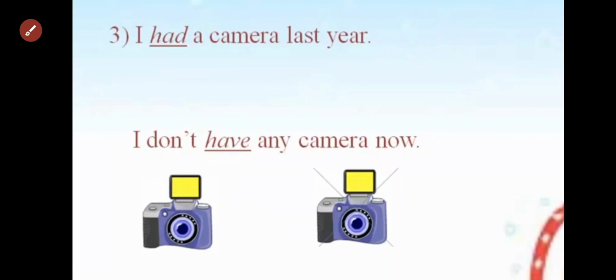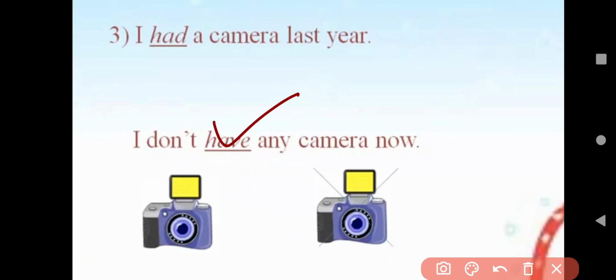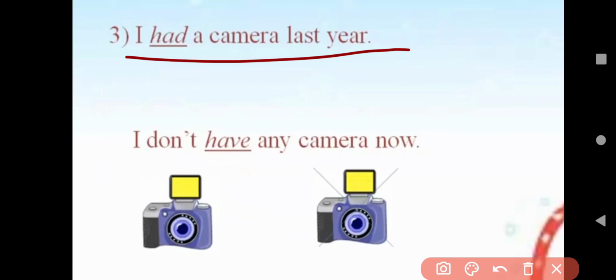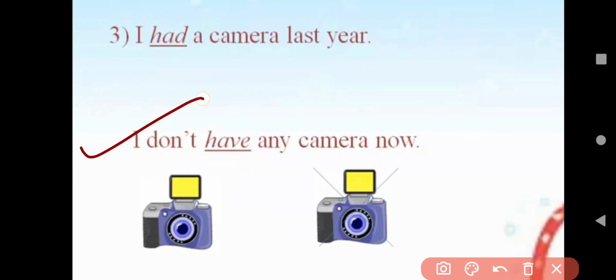I had a camera last year. In this sentence, we are talking about past time, last year. So what will we use? Had. I had a camera last year. I don't have any camera now. But in present time, I don't have any camera. So what will we use? We will use have.